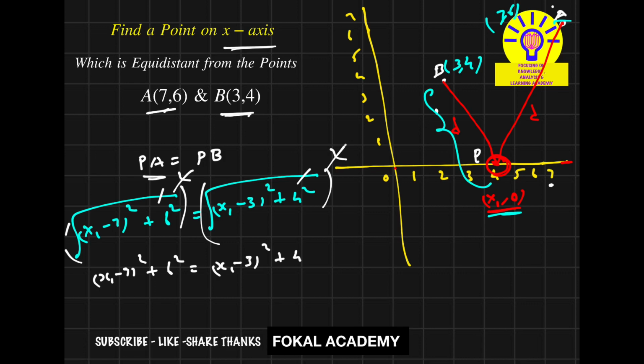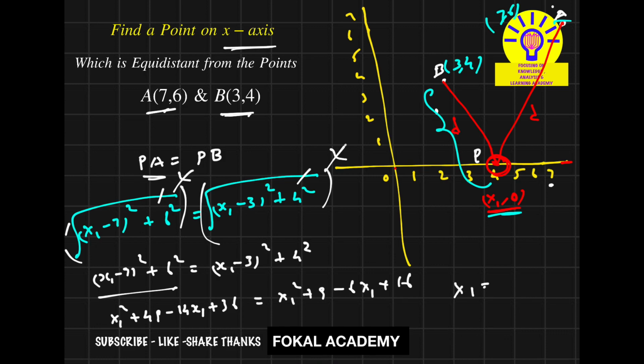plus 4 square. Now expand this term. We will get x1 square plus 49 minus 14 x1 plus 36, that is equal to x1 square plus 9 minus 6 x1 plus 16. By simplifying this we will get the x1 value, that is x1 equal to 15 by 2. So (15 by 2, 0) is the P point, and this is the required point for the given problem.